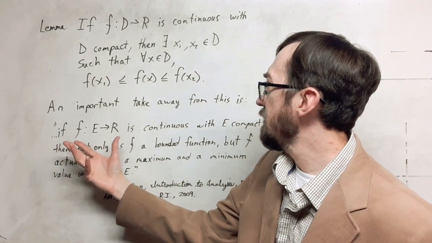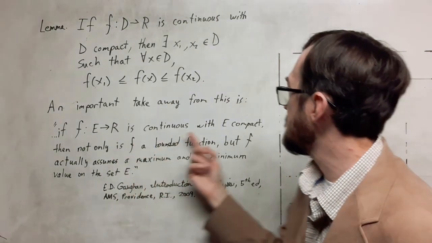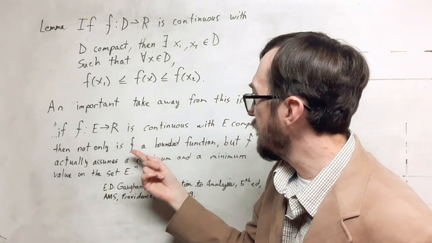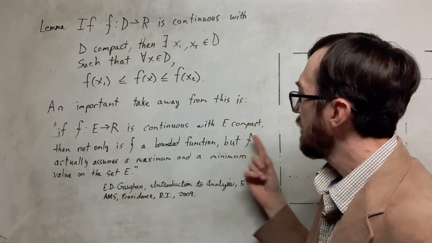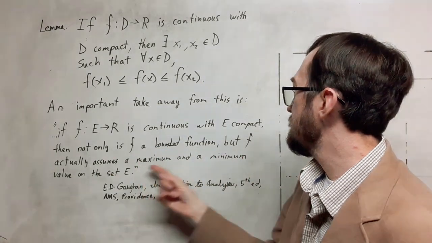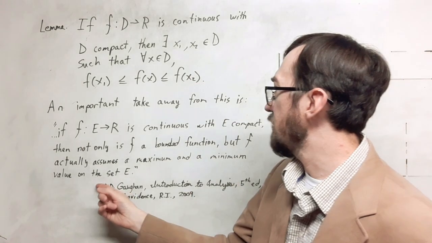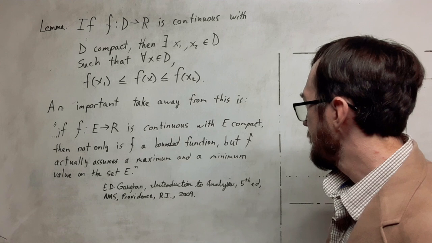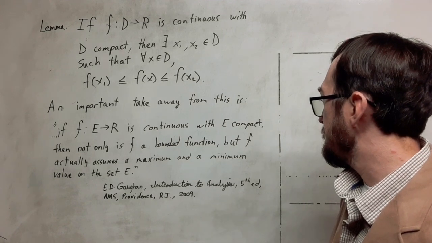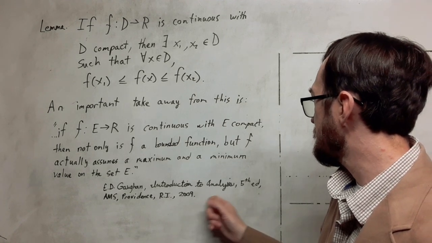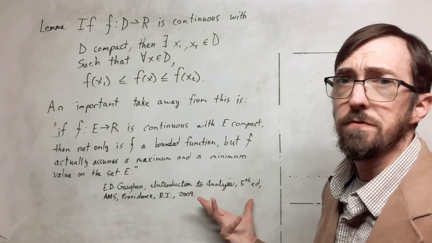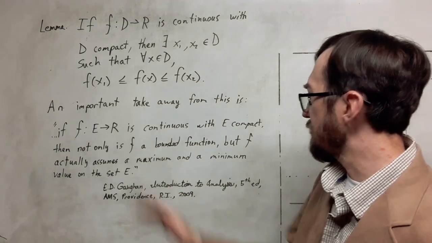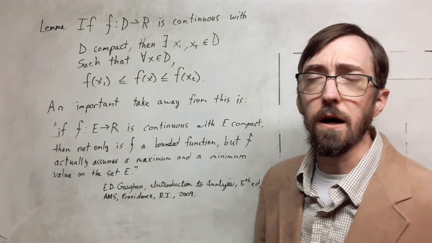Gaughan says that if the function from E to R is continuous with E compact, then not only is the function a bounded function, but the function actually assumes a maximum and minimum value on the set E, which is kind of what we just discussed here. This was a quote from his book that was published in 2009. It was the 5th edition of that book. I'm not sure if this same quote appears in earlier editions or not.